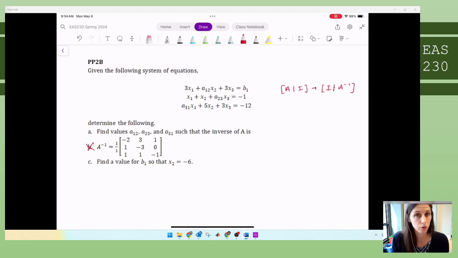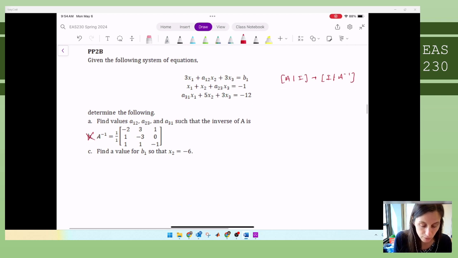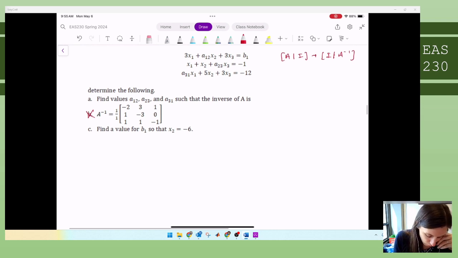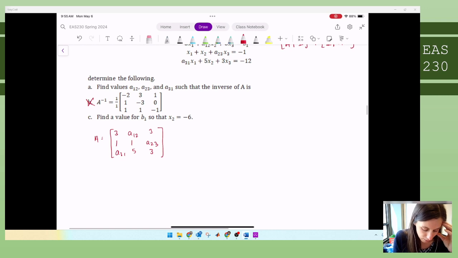For this one, it's going to be easier if we use cofactors because we're looking for individual elements, and I don't really want to do row operations if I can help it on an A matrix with these unknown coefficients, whereas if I do cofactors, I can do things individually and separately. So let me write my A matrix: 3, A12, 3, 1, 1, A23, A31, 5, and 3. This is my A matrix, or my A inverse.